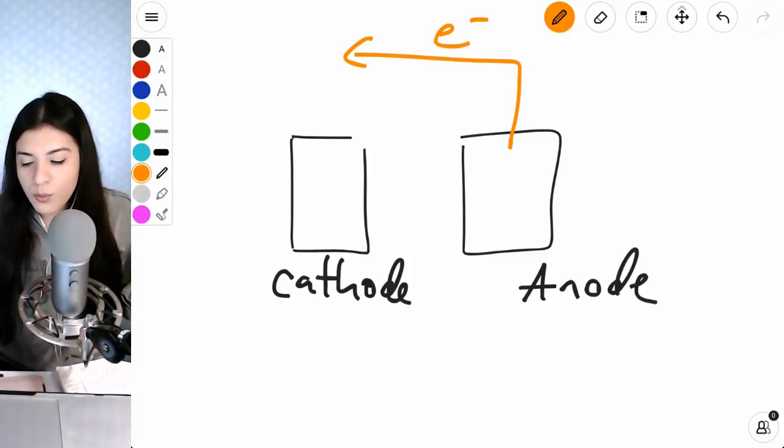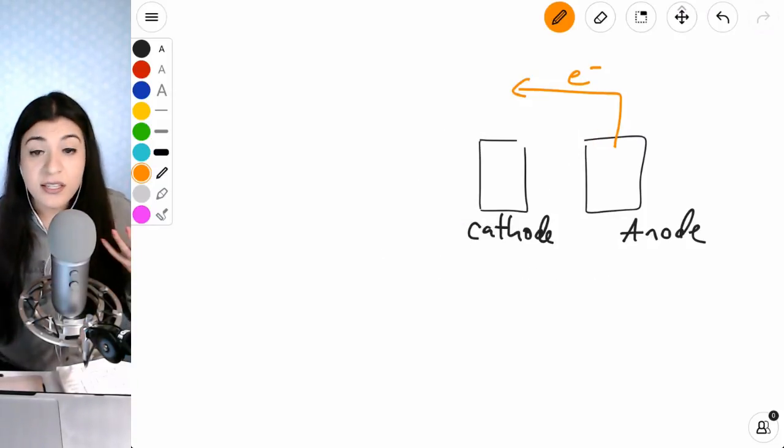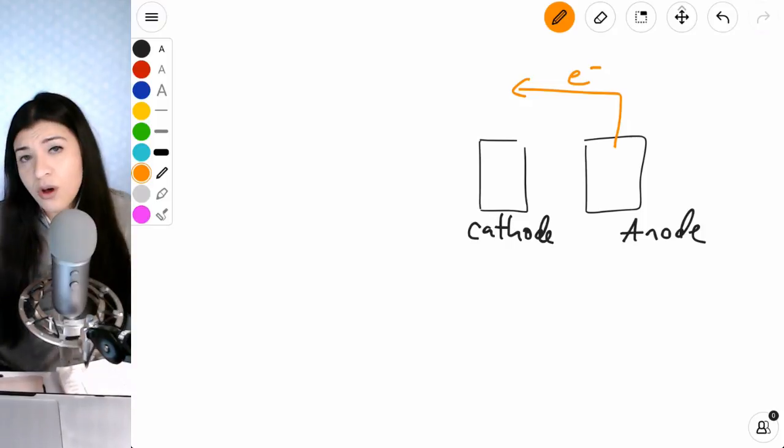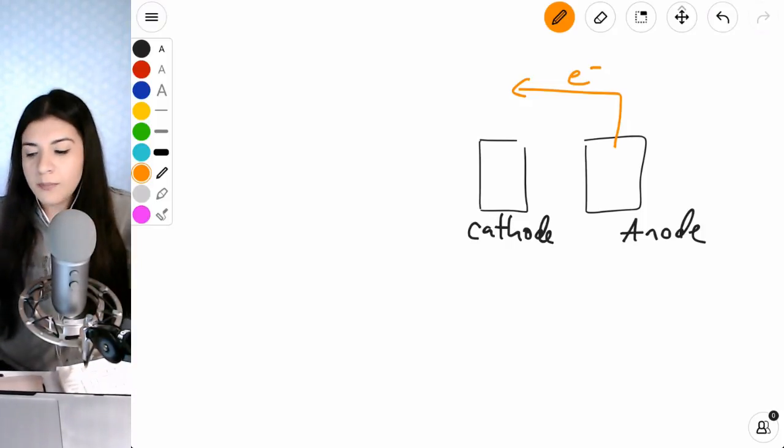The other thing to note when comparing a galvanic cell versus an electrolytic cell is the overall cell potential. That actually tells you, will it be spontaneous? Will this type of cell be spontaneous?